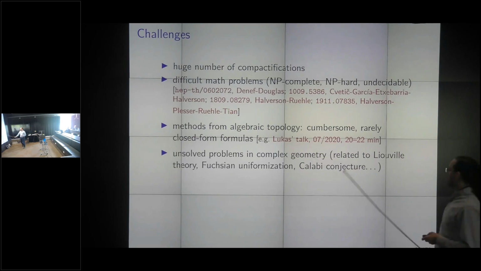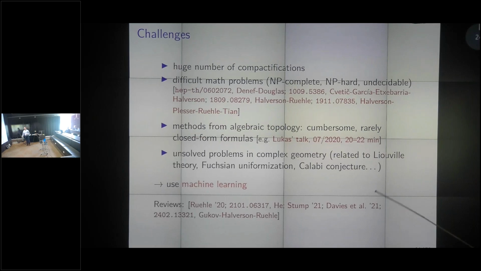And then, as I said, you have all these difficult problems in complex geometry, which have occupied mathematicians for the last 100 years. So what I propose in this talk is to use machine learning to solve these different problems.